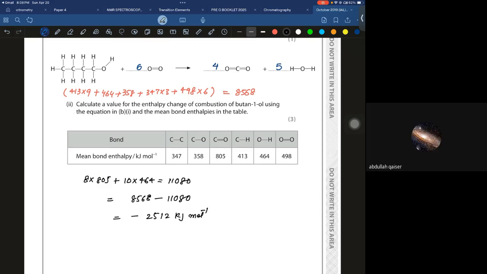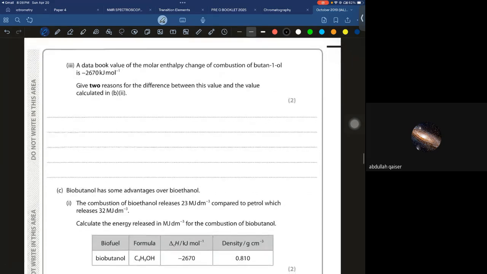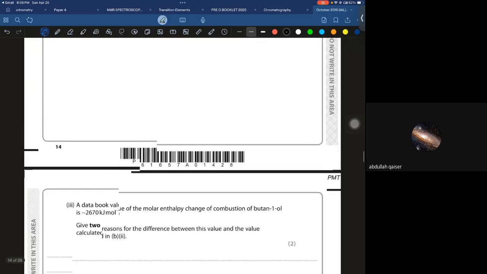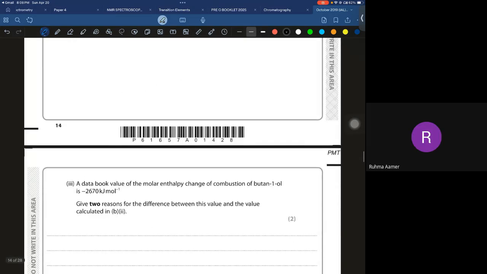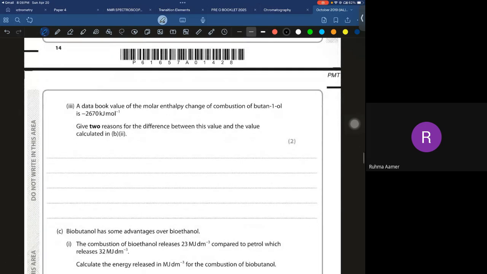So we did the same thing in IGCSE as well, right? 100% same. A data book value of the molar enthalpy change of combustion of butan-1-ol is minus 2670. Give two reasons for the difference between this value and the value calculated in part B 2. So incomplete combustion and heat loss.